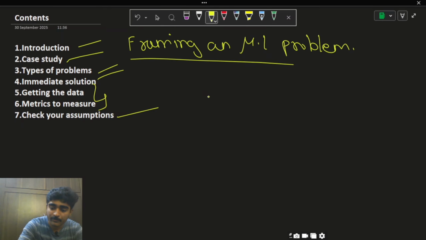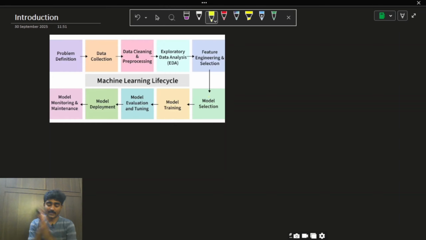Now next comes the introduction. If you see this block diagram, this is the machine learning development life cycle. We have discussed this block diagram in detail in our past videos. In this block diagram, our very first step is problem definition. This problem definition is nothing but framing a machine learning problem.